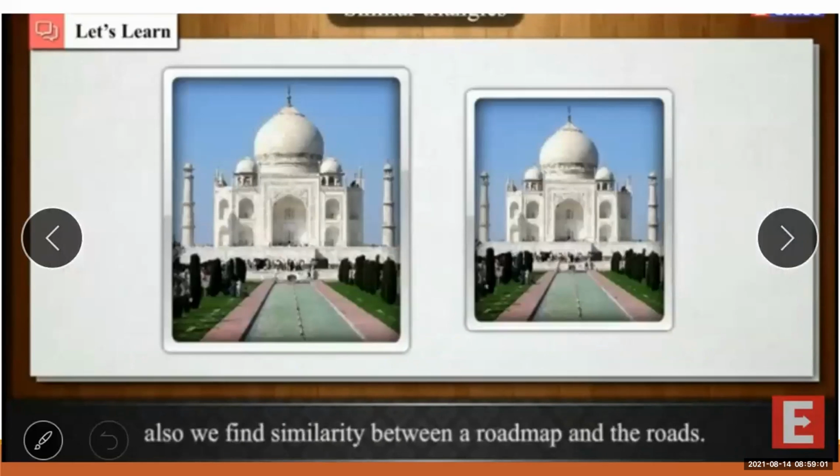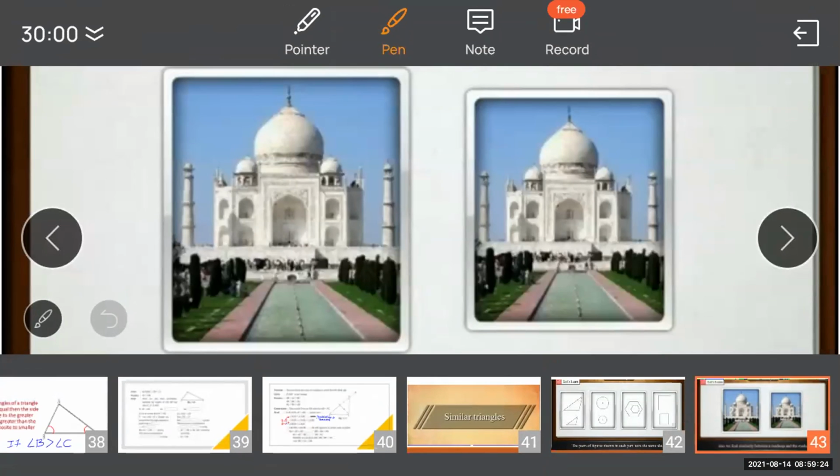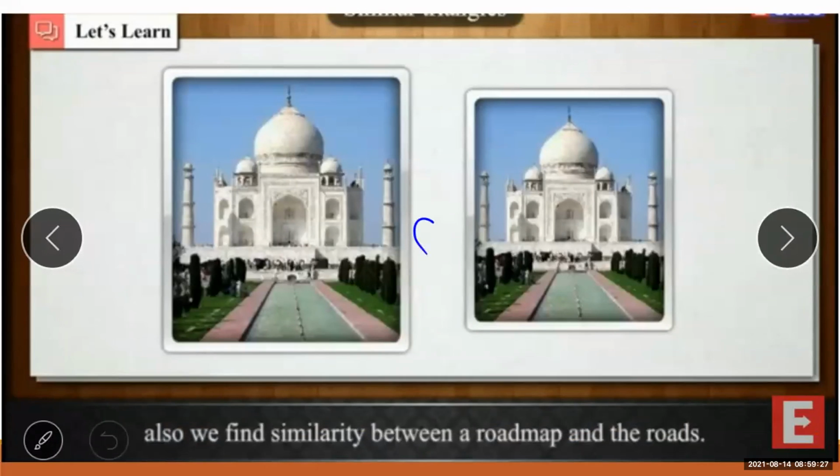Now let's see the picture here, that is the Taj Mahal. Now two Taj Mahals, and those are of the same shape. Both are Taj Mahals, but their sizes are different. So here we can only say those figures are similar to each other. Those are not congruent. Yes, so the definition is: like-looking figures are called similar figures.